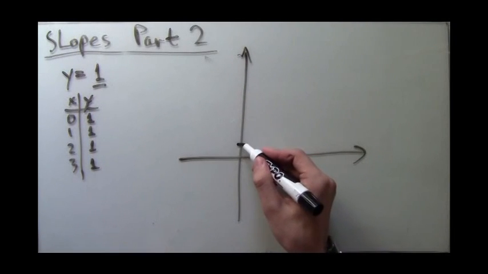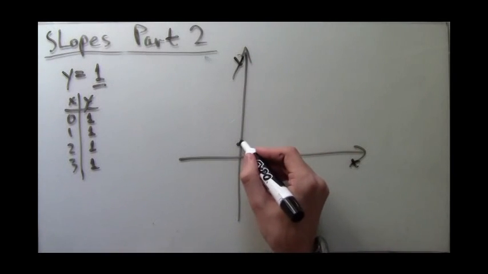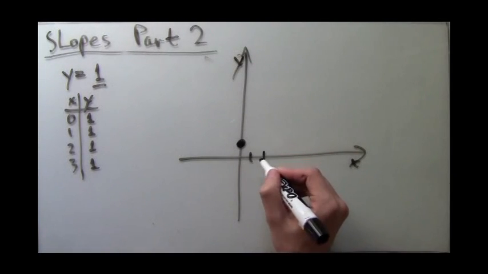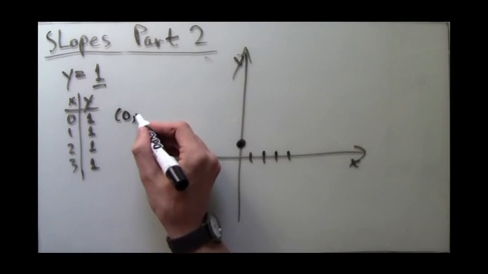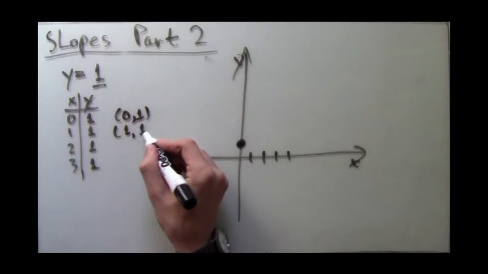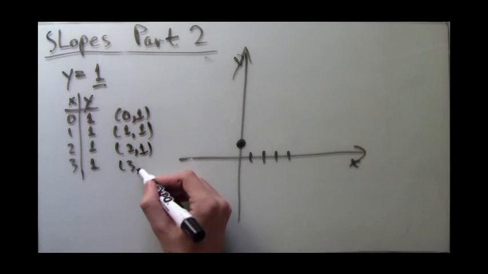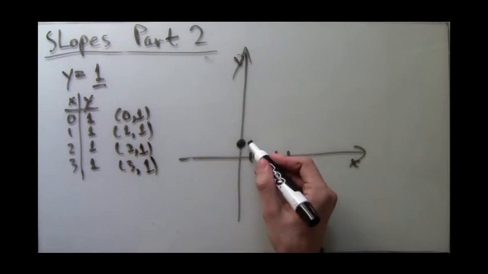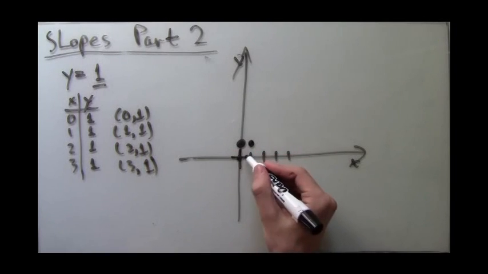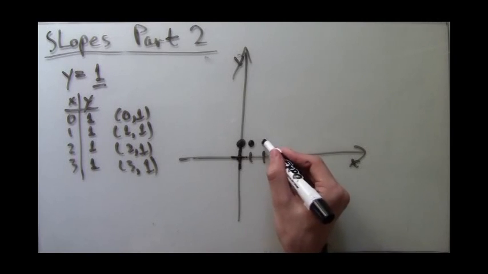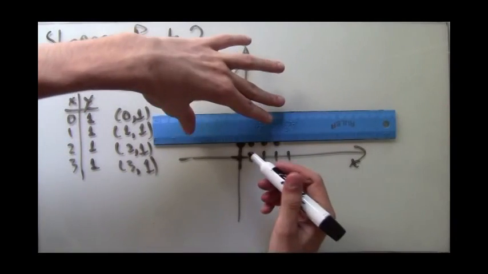Now let's draw these points. 0, 1 is just 1 above the origin. 1, 1 is 1 to the right and 1 above the origin. And then 2, 1 will be 2 to the right and 1 above. And 3, 1 will be 3 to the right and 1 above. So here I have drawn these points, and all of them are just 1 above the x-axis. We connect them with a ruler, and here's our straight line.